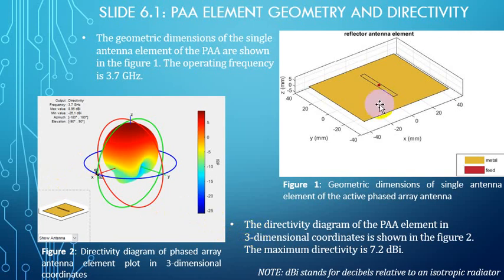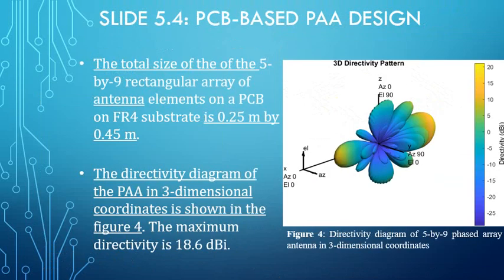The directivity diagram of the PAA element in three-dimensional coordinates is shown in figure 2. The maximum directivity is 7.2 dBi. The total size of the 5x9 rectangular antenna is 0.25 by 0.45 meters. The directivity diagram of the PAA in general in three-dimensional coordinates is shown in figure 4.